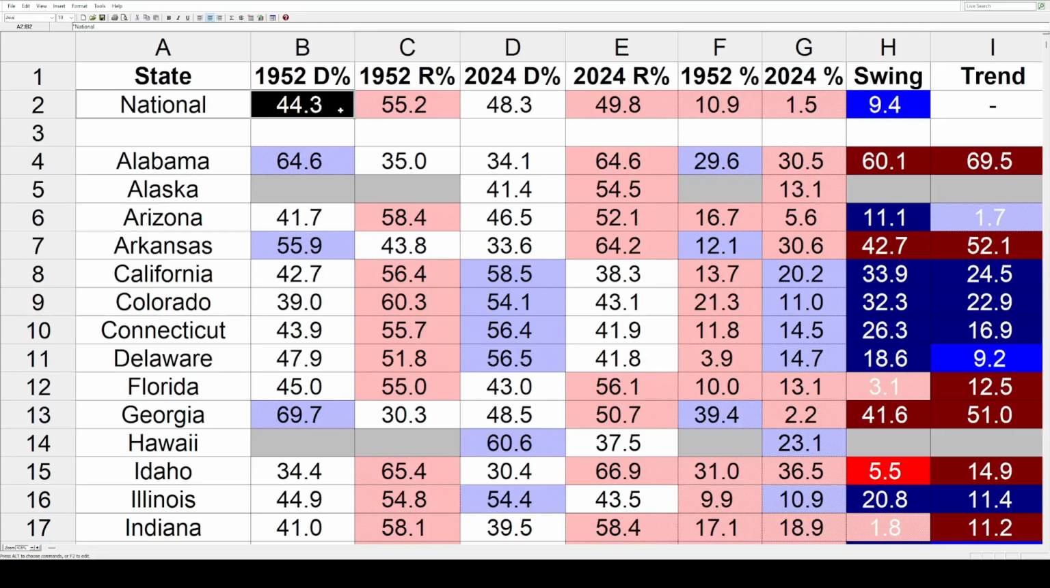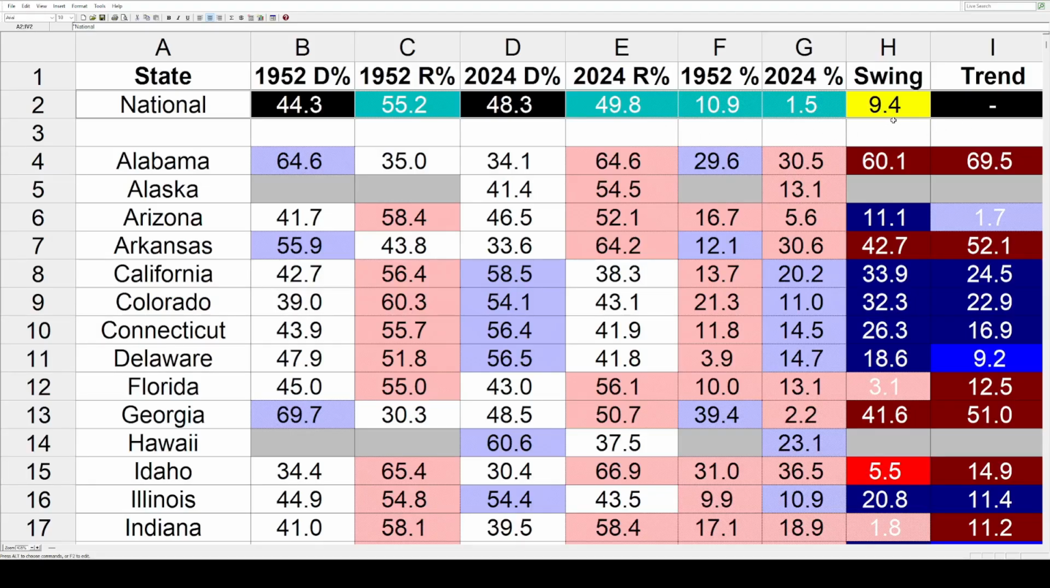In 1952, Adlai Stevenson got 44.3. Dwight Eisenhower won it with 55.2. In 24, Kamala Harris got 48.3. Donald Trump won it with 49.8. The margin for Eisenhower in 52 was 10.9. The margin for Trump in 24 was 1.5. That's simple math. 10.9 minus 1.5 comes out to a net swing of 9.4 toward the Dems.